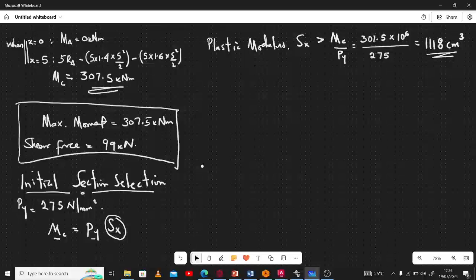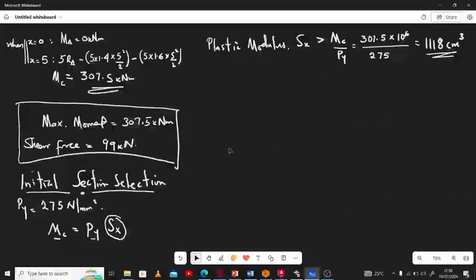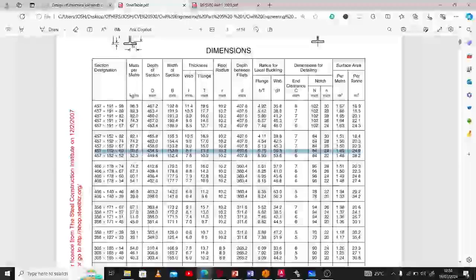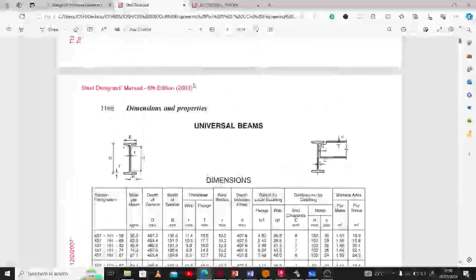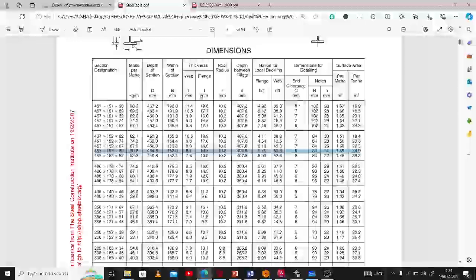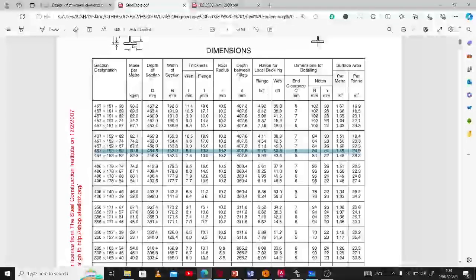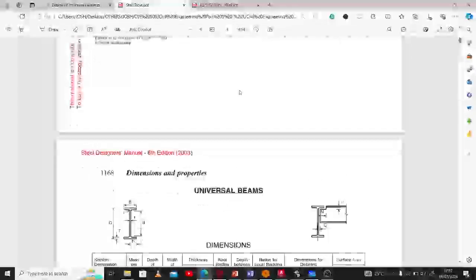Now this is the point where we would need to consult our steel section table. All right, the steel designer manual, and I have a sample of that right here. So let's check. We have the steel designer manual here, and we'll go under universal beam because we're designing a universal beam. Okay, so we're looking for a section that has a plastic modulus greater than 1118 centimeter cube. Looking through this, we have a whole lot of that, but I found one. Okay, let's just keep looking.